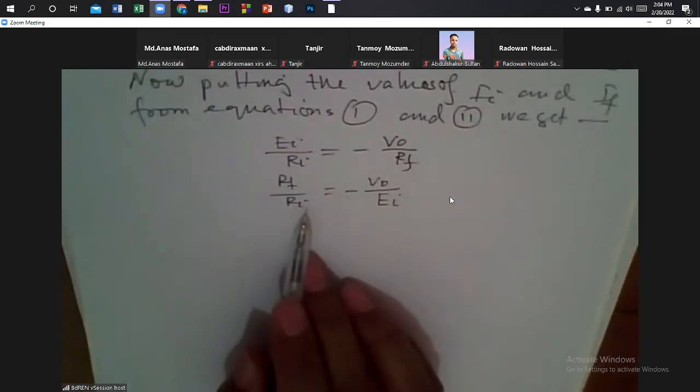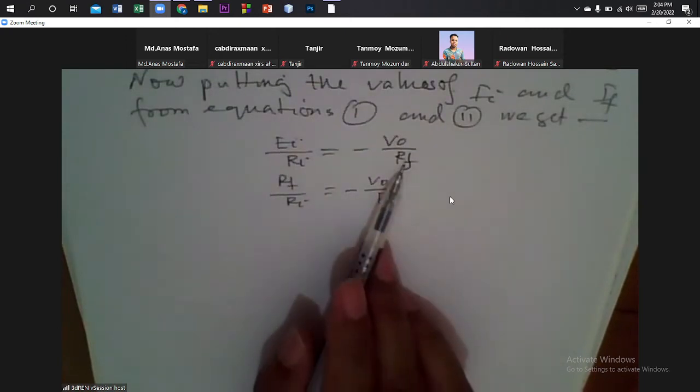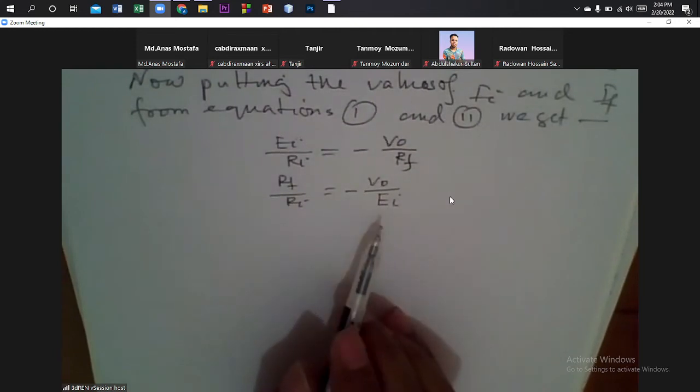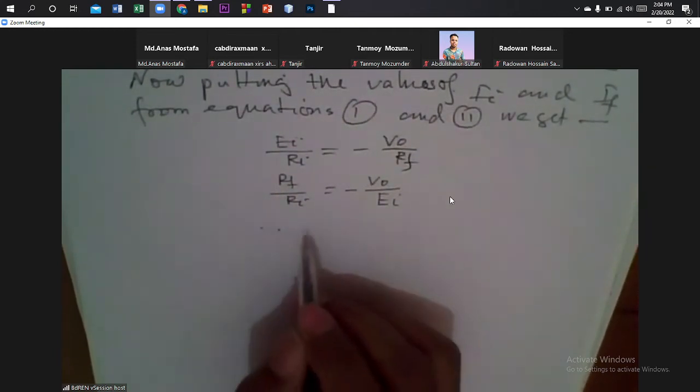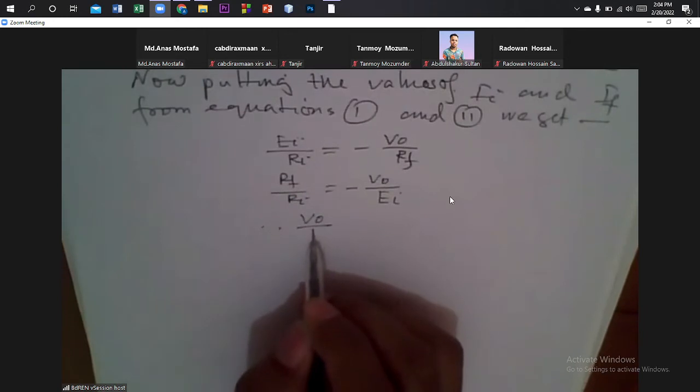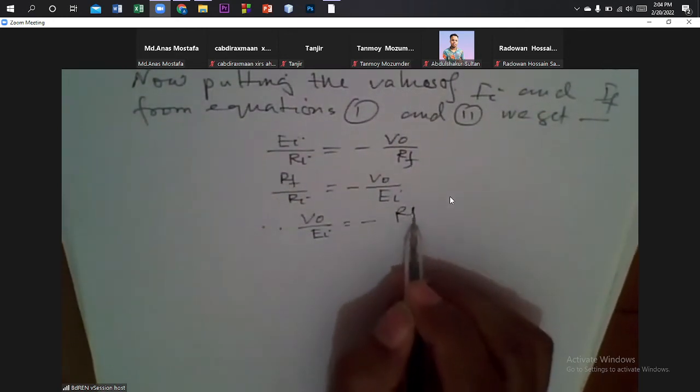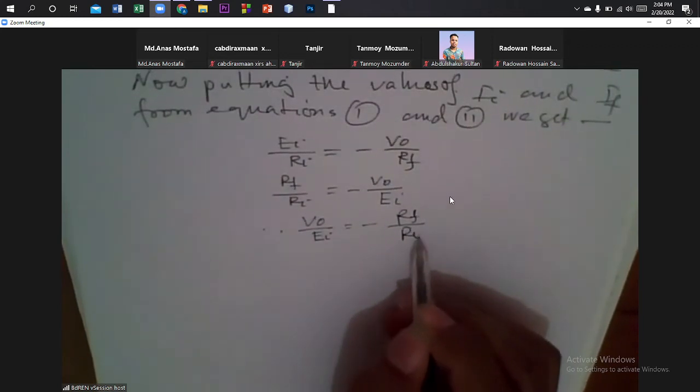Can we write this? Just taking this side here. So we can write V0 divided by EI is equal to minus RF by RI. Can we write this?